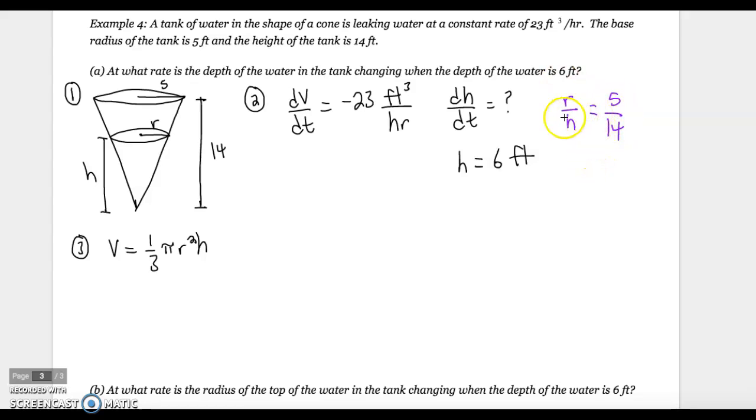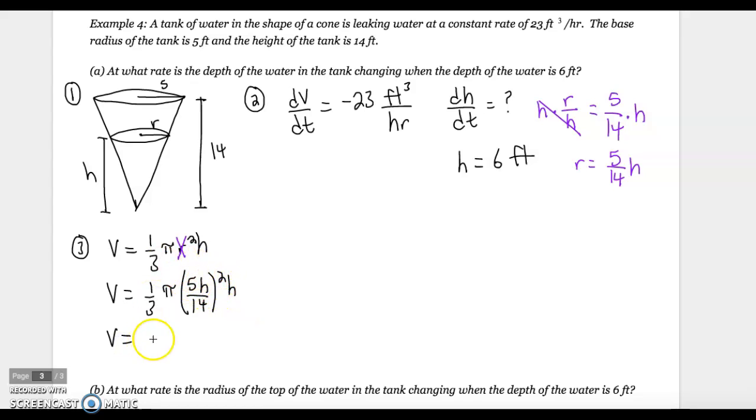Now this is good for us because now what we can do is I can rewrite this. I can solve this for r, so I'll multiply by h on both sides. So r will equal 5/14 h. And now I know that no matter what my radius is, I can rewrite it like this. So in this equation, instead of writing an r, I can rewrite it as 1/3 pi (5h over 14) squared h.